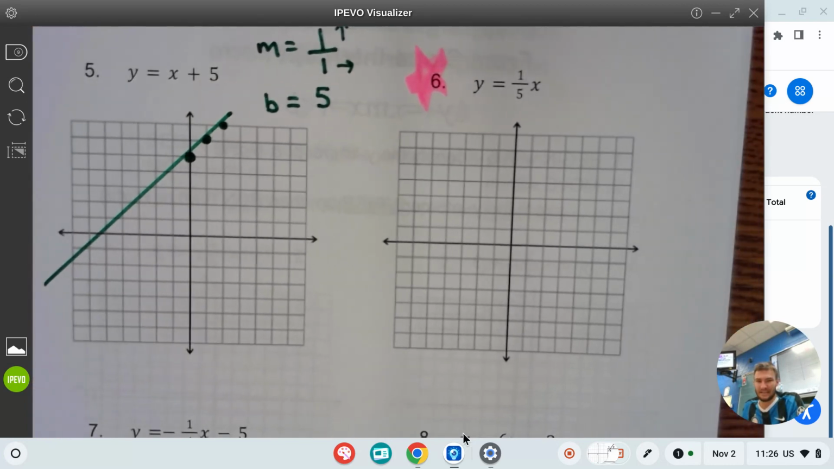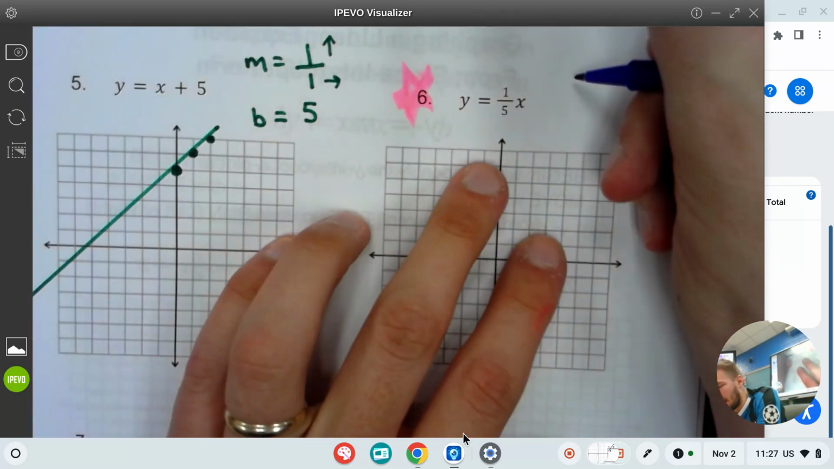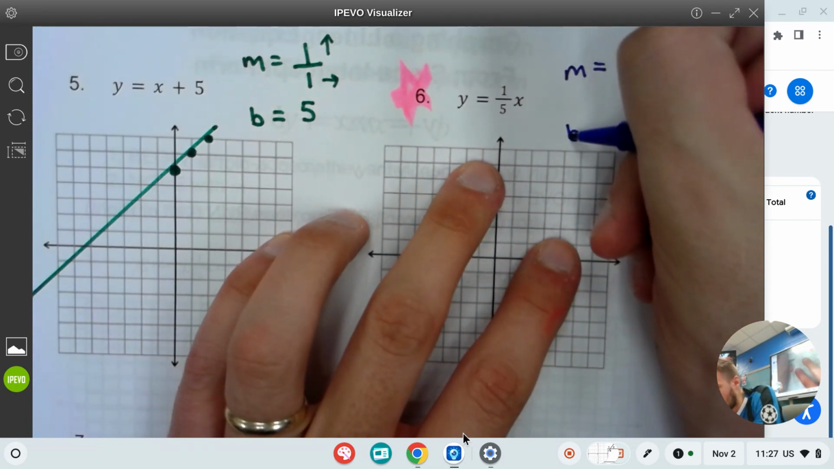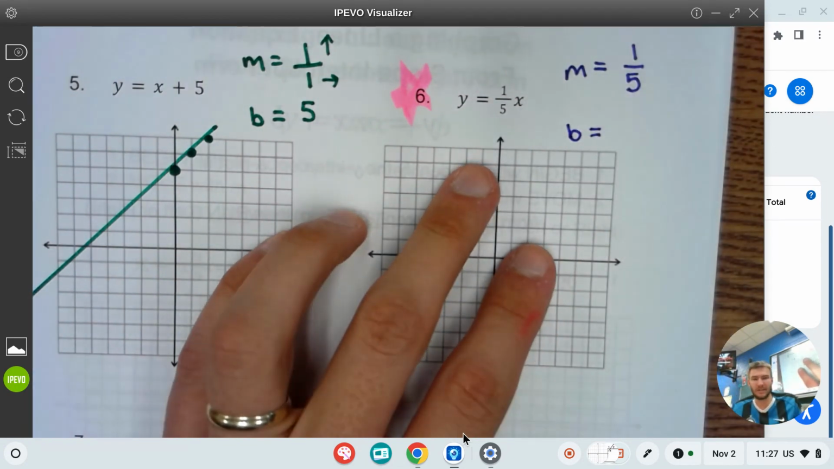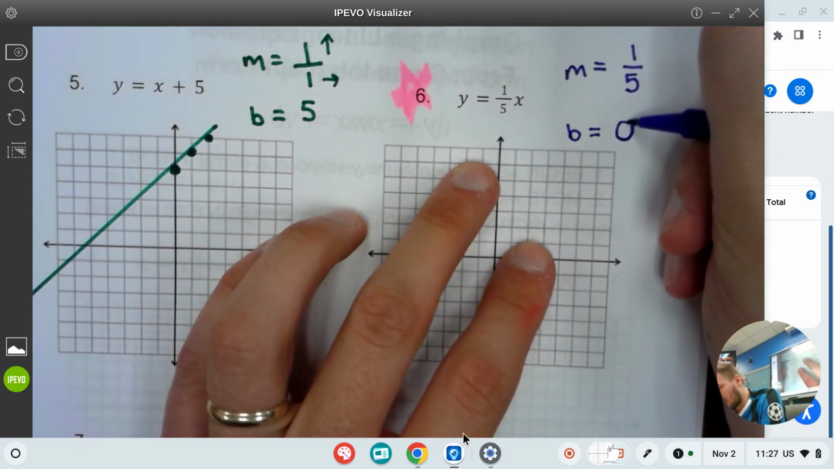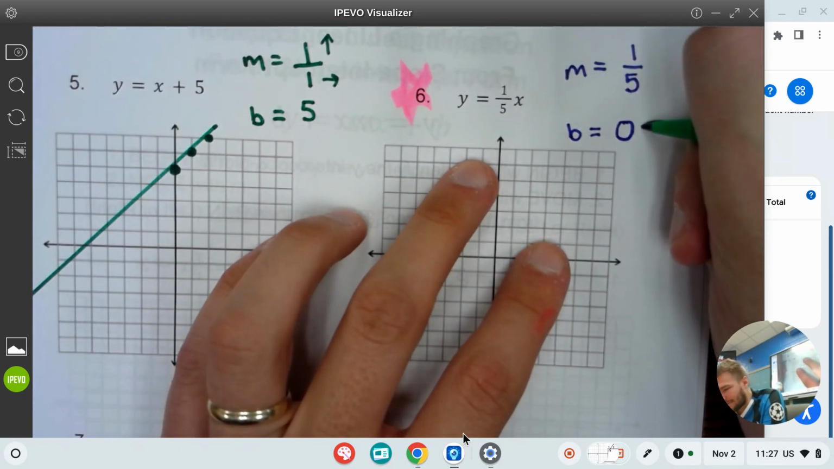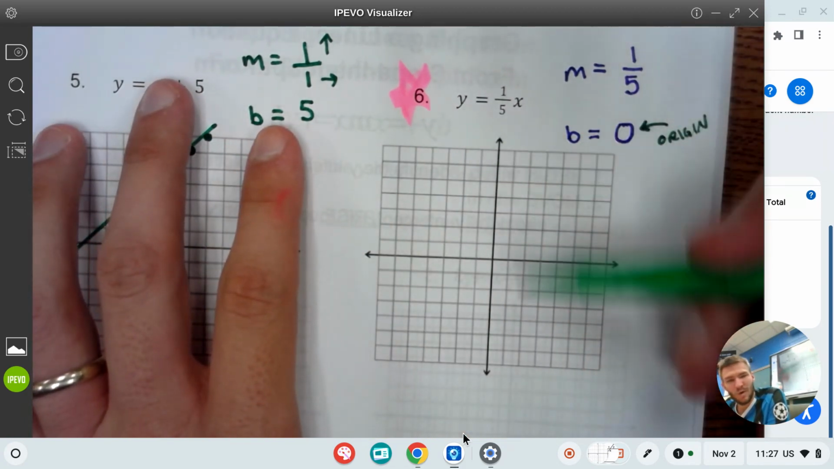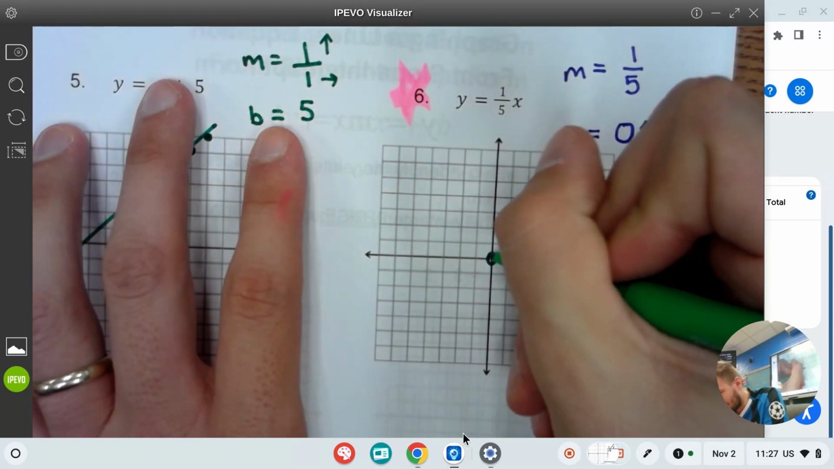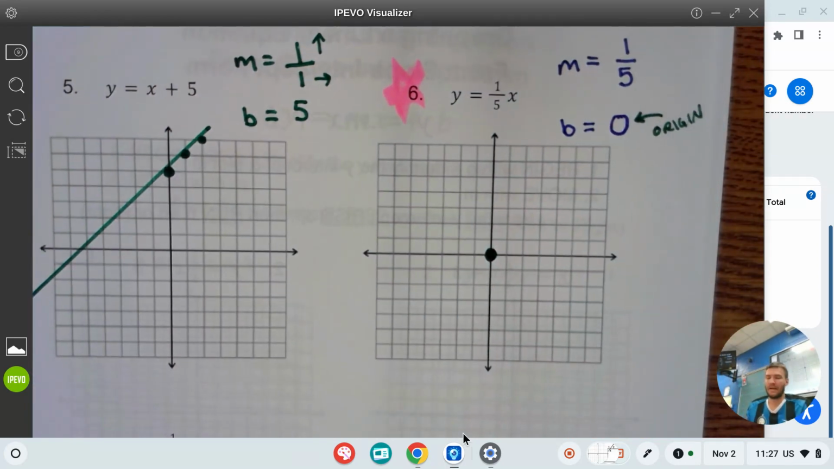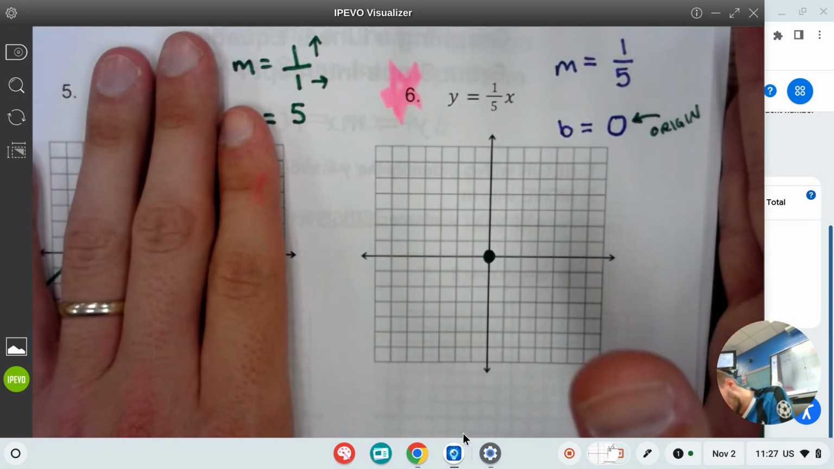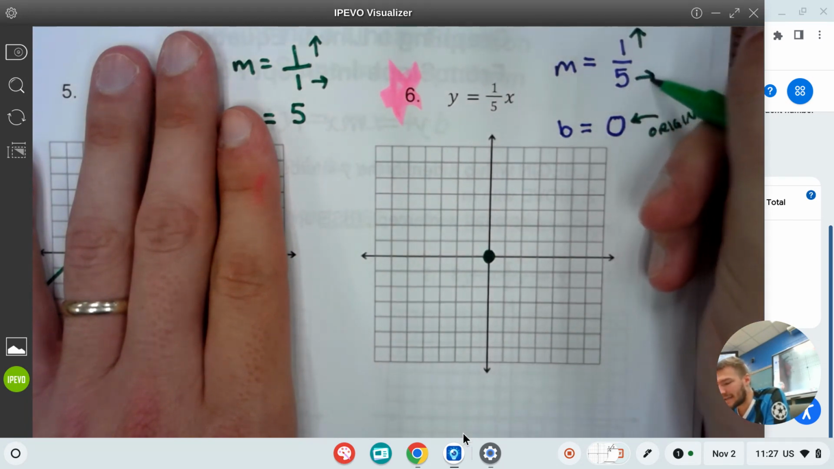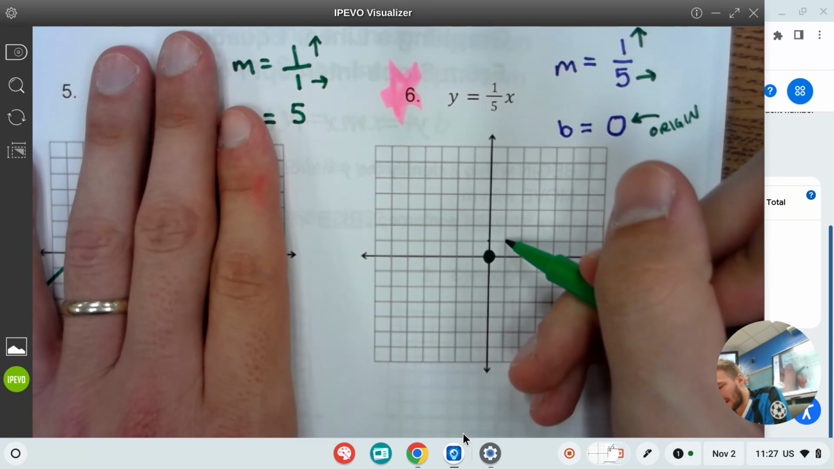For number 6, we're going to grab the M, which is 1/5. We're going to grab the B. Now, what is the B value for this question? 0. And I like that. That's exactly right. If we're 0, that's the origin, right? Because we have to be on this y-axis, and 0 right in the middle. Now, our M is up, always up. Are we going right or left? We're going right. So we need up 1, right 5.